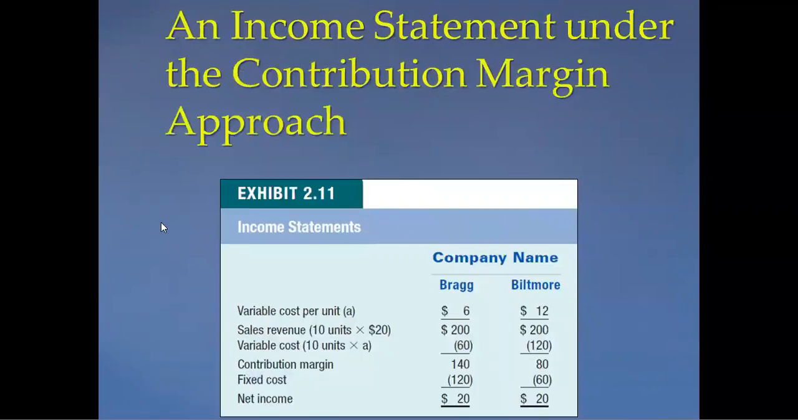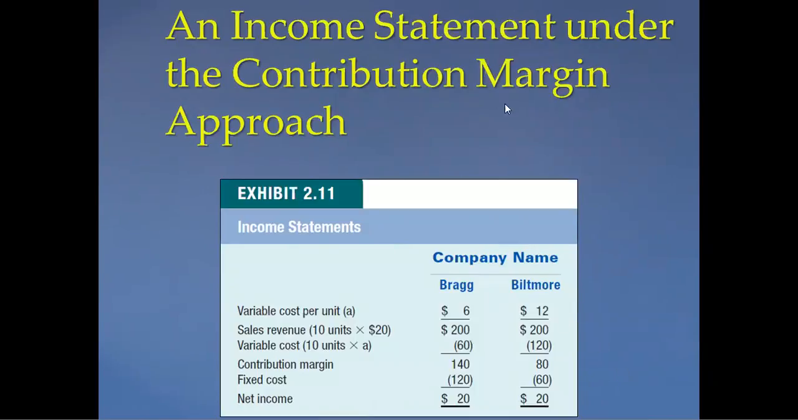Okay, that was fixed and variable costs. We're now going to look at a topic called contribution margin approach. So you've seen income statements before in accounting 201, 202, and intermediate accounting as well. The contribution margin approach is just a slightly different formatting of the income statement. So it looks a little bit different.